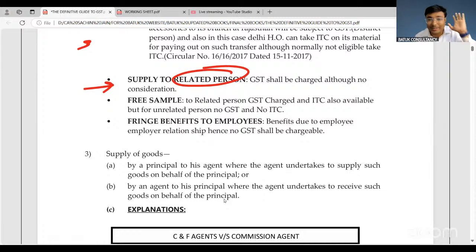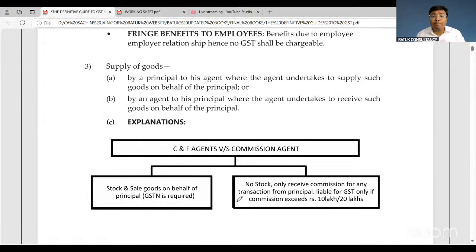So just wait. Now, the next point: supply of goods between principal and agent. We have already covered that yes, the same will be treated as supply. Now, we also need to know the types of agents available in the market. In the market, there are two types of agents. One is the C&F agent, that is the carrying and forwarding agent, and another is the commission agent. So what is the difference between the C&F agent and the commission agent? That is the question.